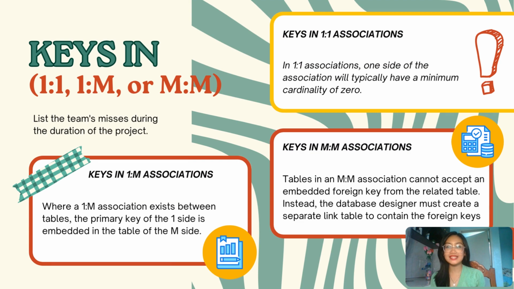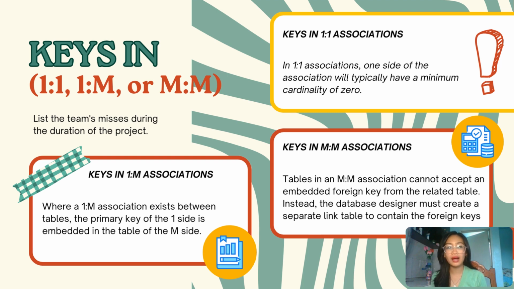We have here the keys in 1 is to 1, 1 is to M, or M is to M. In 1 is to 1 associations, one side of the association will typically have a minimum cardinality of 0. When this is the case, the primary key of the table with the 1 is to 1 cardinality should be embedded as a foreign key in the table with the 0.1 cardinality.